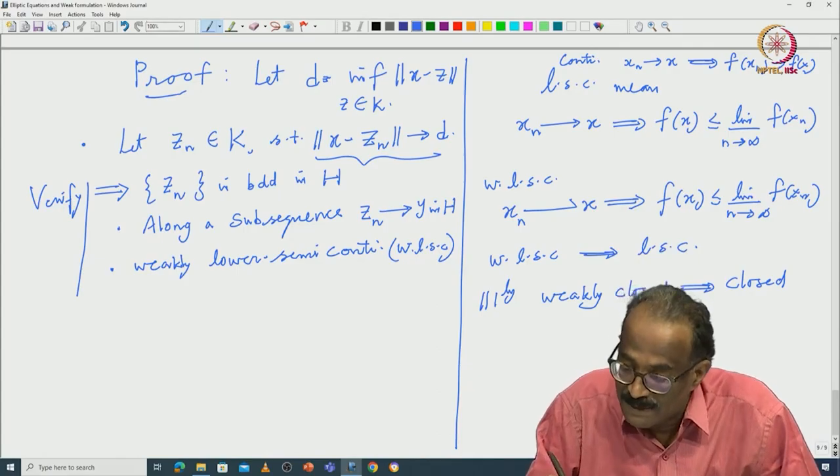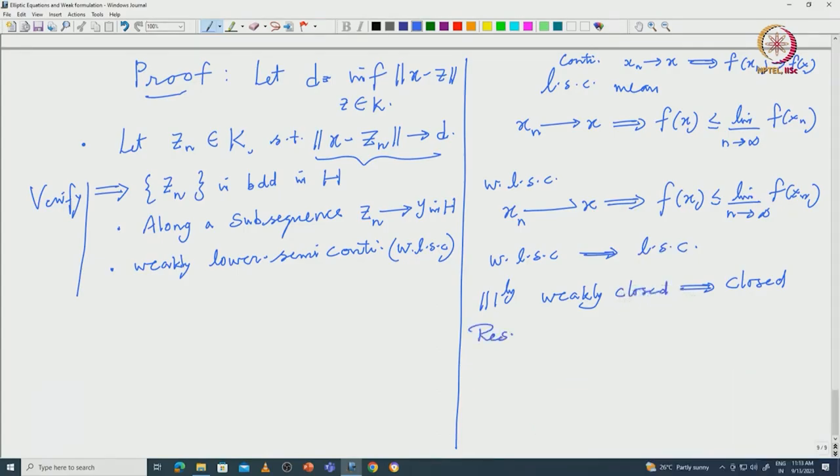But then there is a result, a fact, which is a part of the weak topology: closed plus convexity implies weakly closed. Convexity is an algebraic concept, it has nothing to do with the topology. Closedness is a topological concept. So, these are the things you probably need to know from functional analysis. So, you have your weak lower semi-continuity and you have your weak convergence. So, let me write it down then.